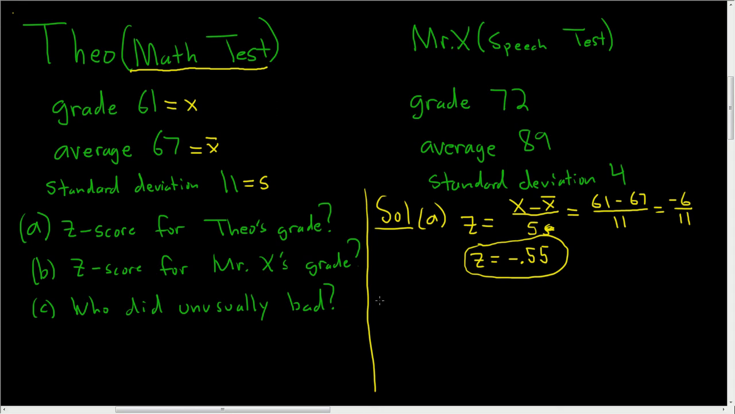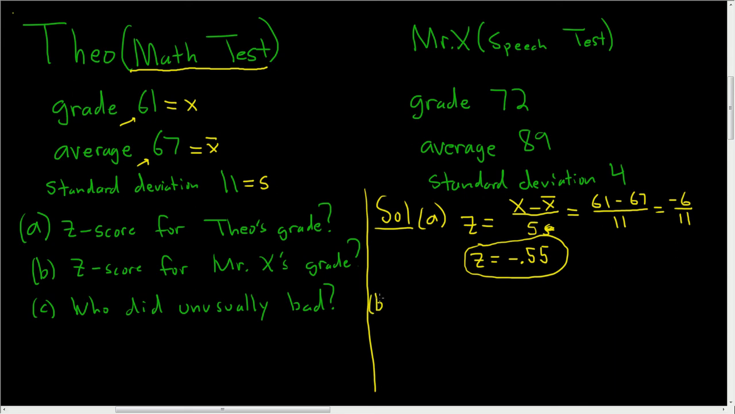So what does a z-score mean? Well, he has a positive z-score, so that means he scored above average, and that is the case, right? He scored above average. It tells you how far x is from the mean in terms of standard deviations. So he scored 1.27 standard deviations above the average.